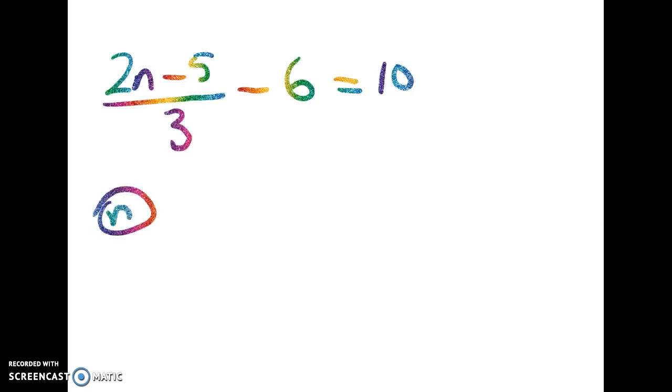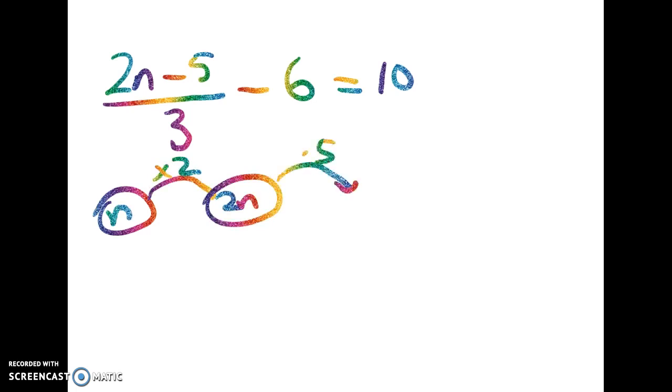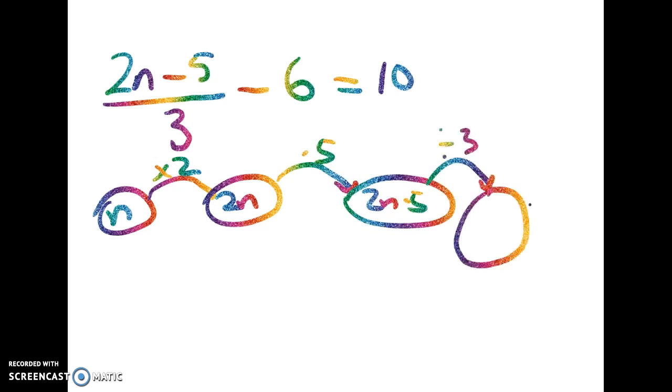So this equation started out with an n. We times it by 2. That gave me 2n. And then I took away 5. And then I divided by 3. And then I added 6. So the first thing I do to unwind here is I add 6. So working very fast now, because I'm going to run out of time.